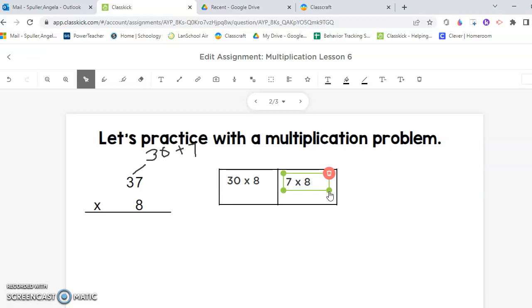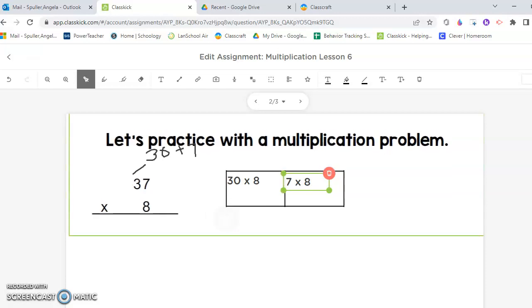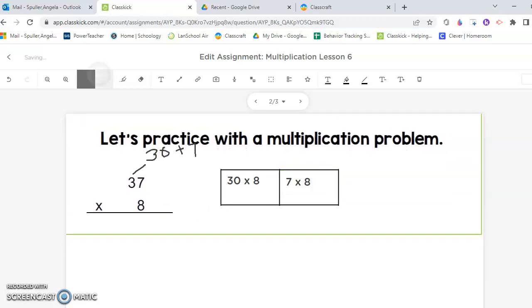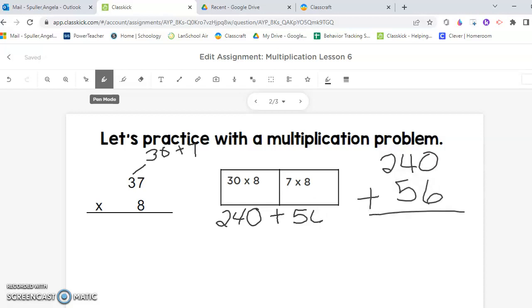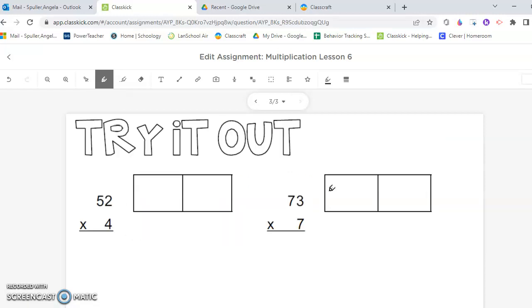Okay, so 8 times 3 is, oops, let me get my pen back. I forgot. 24. It's got a 0, so I'm going to add it to the end to make that 240. Plus 7 times 8 is 56. So let's do this. 240 plus 56. And my answer will be 296. Great job.